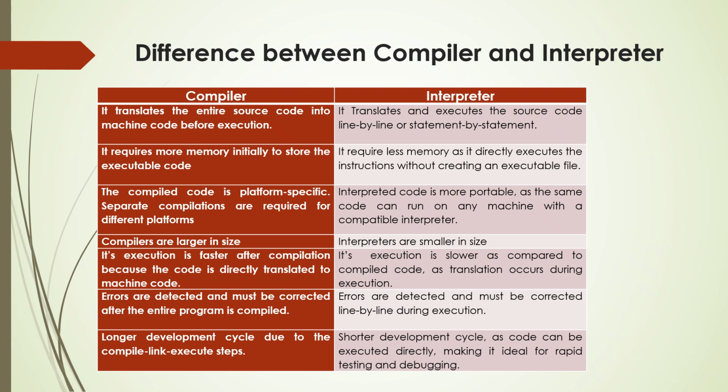A compiler usually requires more memory since it generates an executable file, whereas an interpreter uses less memory because it directly executes the translated statements without creating a separate executable. In terms of development, interpreters are convenient for testing and debugging because errors are identified line by line. Compilers are preferred for developing large applications where fast execution and better performance are required.